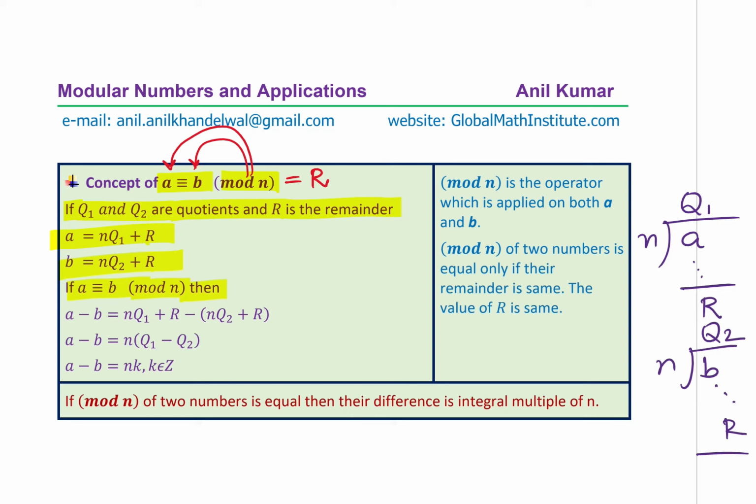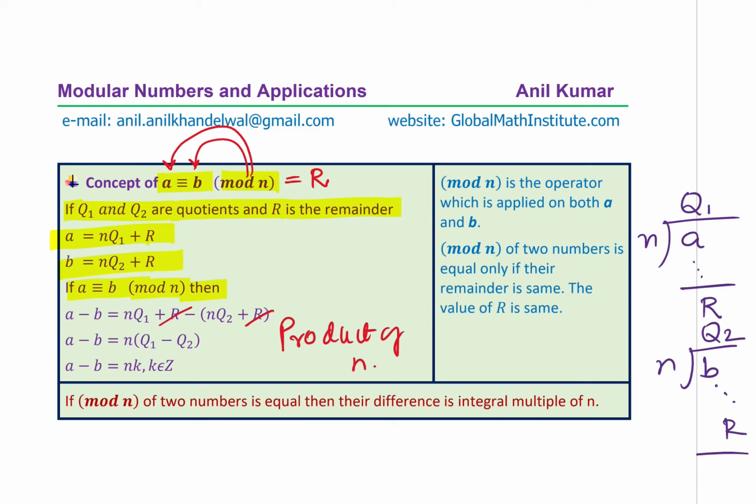This R and R cancel away, correct? So we are left with N times Q1 minus Q2. Well, Q's are integers, right? So therefore, A minus B is an integer multiple of N, correct? It is a product of N. Clear? And so we know that if A is congruent to B mod N, in that case, A minus B is integer multiple of N. Clear? That's what it means.